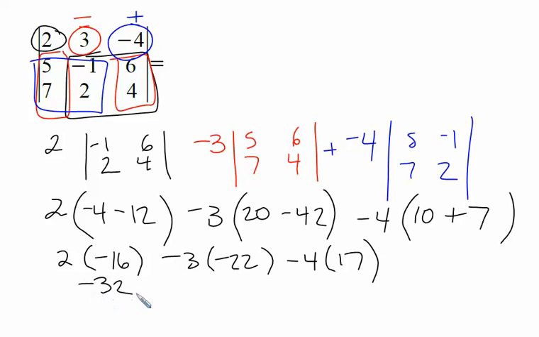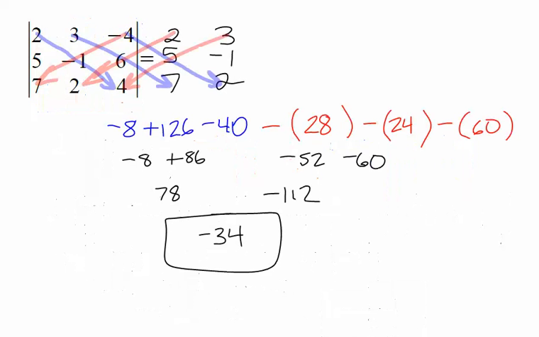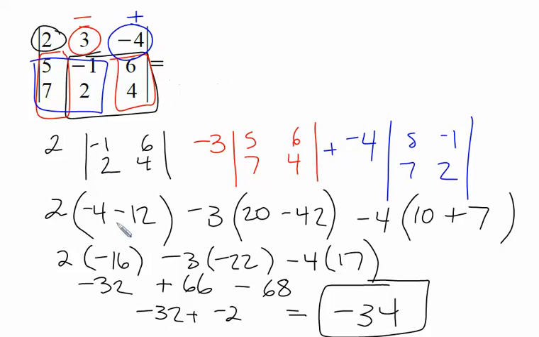This will be a -32 plus 66. Be careful, negative times a negative is a positive. Minus 68. These two is going to be a -2. And -32 plus a -2 would be a -34. A lot of people find this shortcut way to be faster, but you could use this way, which is by the definition, if you so choose. Regardless, this is how we calculate determinants, and of course we know how we can verify them on the calculator.